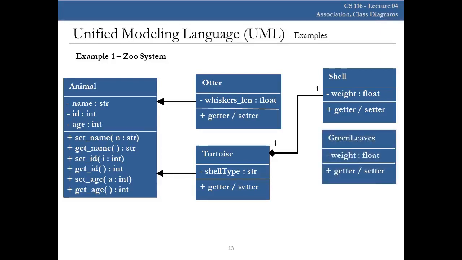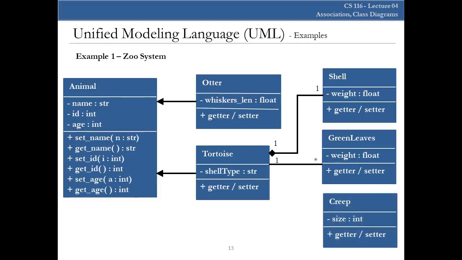Now I add another class, green leaves, because tortoises eat green leaves, and I have defined one attribute and some methods here. I can relate this class to tortoise, but this is going to be a simple association, because tortoise cannot have green leaves, or you cannot say that green leaves are part of tortoise. So it's just a simple association. And for cardinality, it could be one to many. One tortoise can eat as many leaves as it wants.